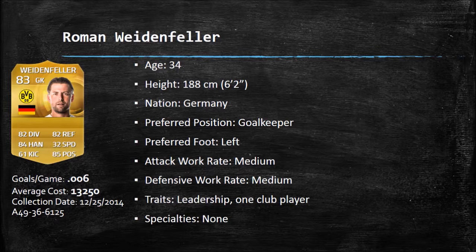Average cost is 13,250 gold. That is the buy it now price. Of course, that's higher. You could always bid for a lower cost to acquire the player. Collection date was December 25th, 2014. If you're wondering what the numbers are, they're not some crazy code thing. It's just A means afternoon, M might mean morning, E might mean evening. Next number is 49. That just means I took a sample of 49 cards. Next is 36 goals scored total, and total games played from all the samples is 6,125.